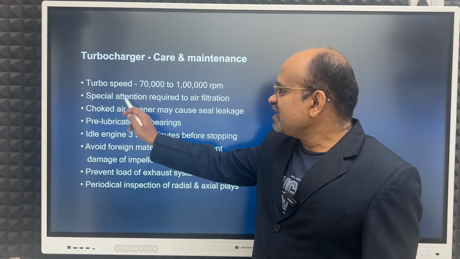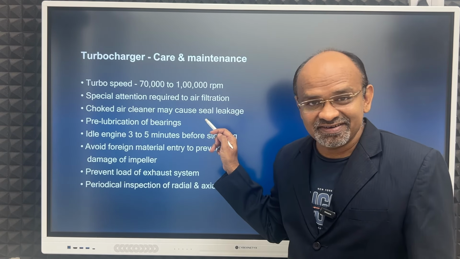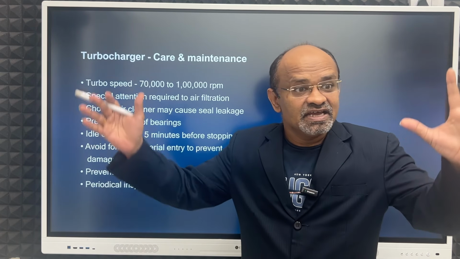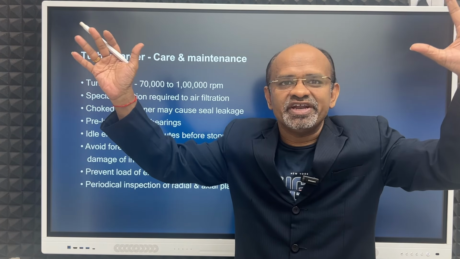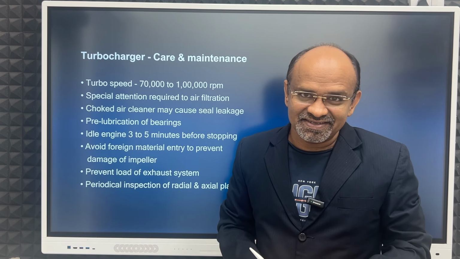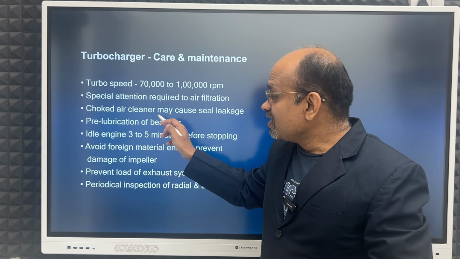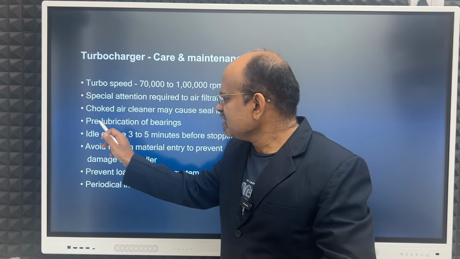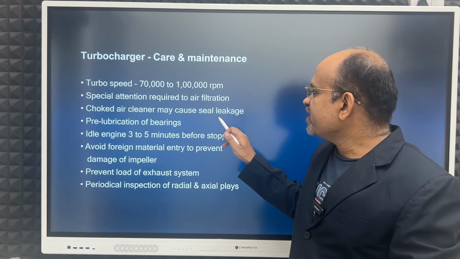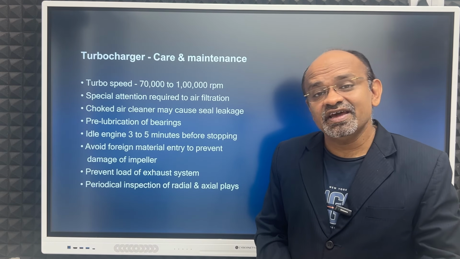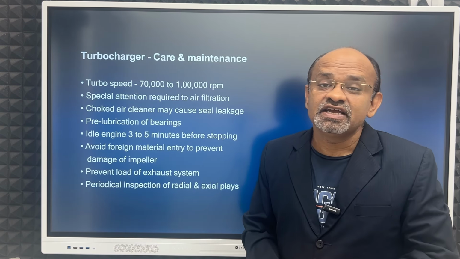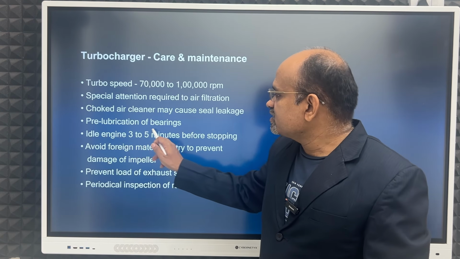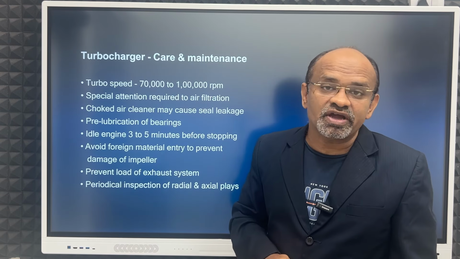Special attention is required for air filtration. That is the reason we have bigger filters. If you go and see the engines, they have very big cylinders above them, and those are filters. Because the air requirement and volume are high, we need bigger filters. Then a choked air cleaner may cause seal leakages. If air chokes because of this high speed, there will be leakages.